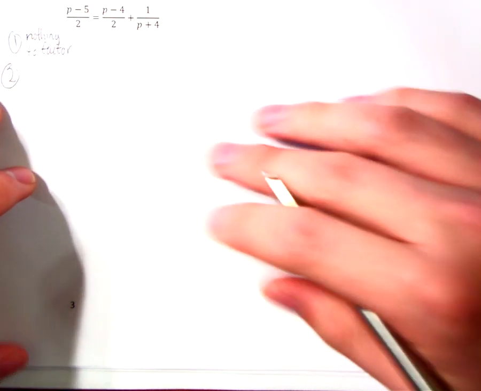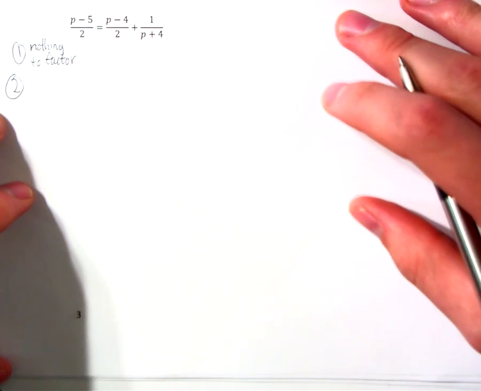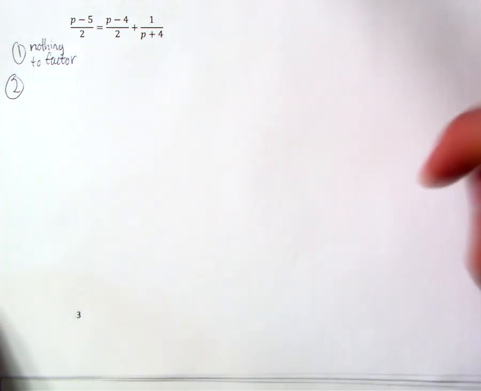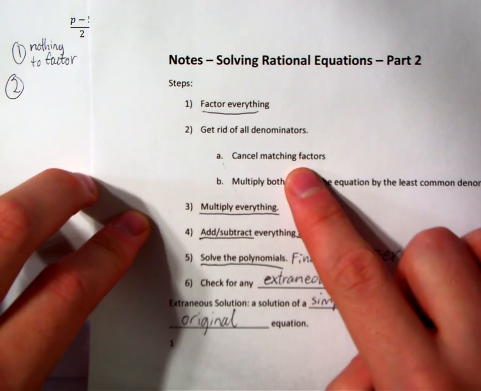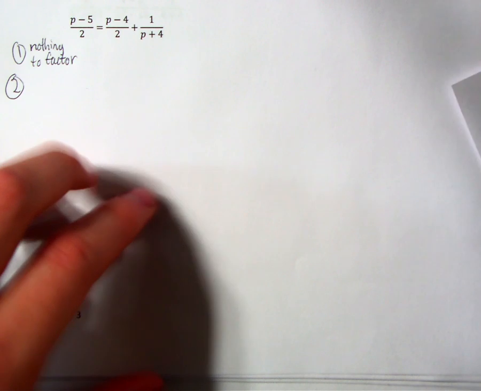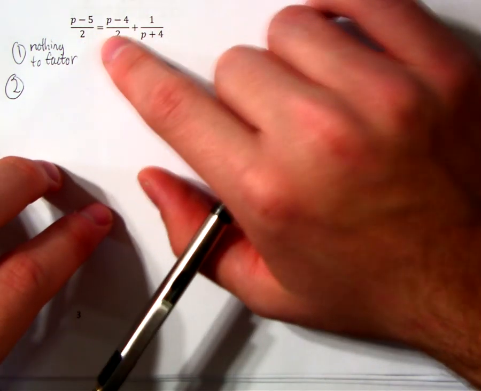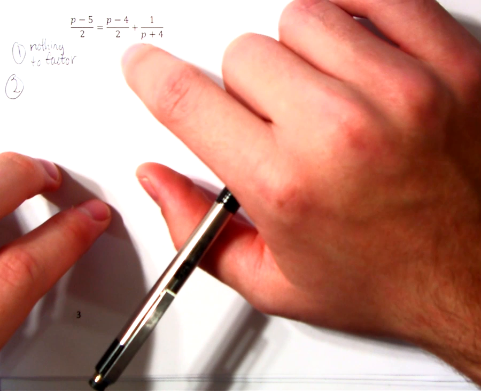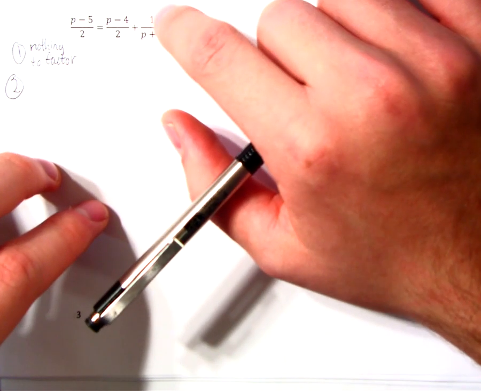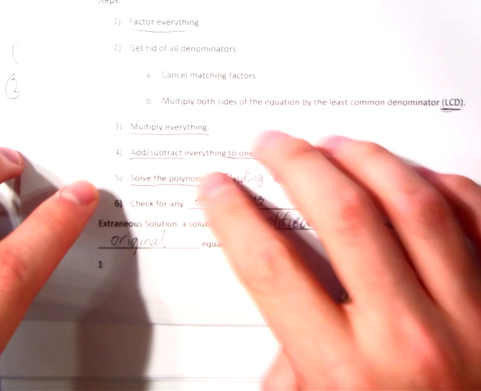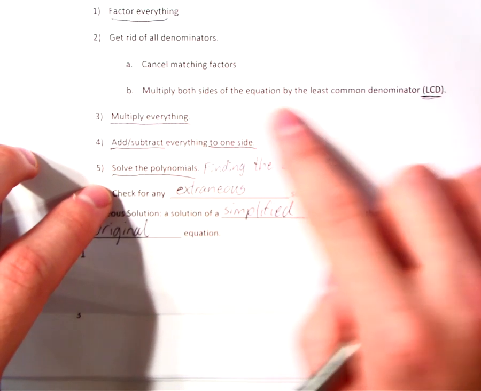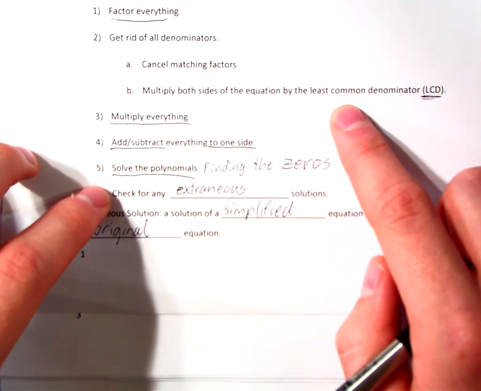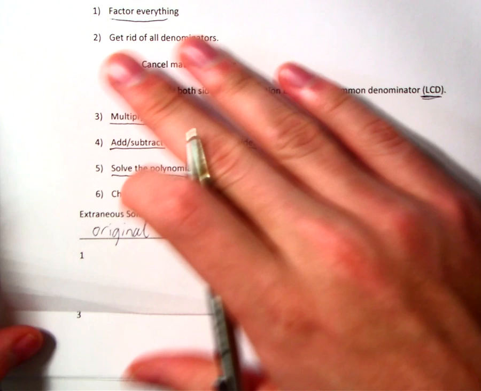Step 2 is to get rid of all of our denominators. So how are we going to do that? There's two ways we learned. We can cancel any matching factors. Are there any matching factors? There's no 2 in the numerator here. There's no 2 in the numerator here. And there's no p plus 4 in the numerator here. So there's nothing to cancel. So the only other thing we know how to do is to multiply both sides of the equation by the least common denominator. So let's do that.